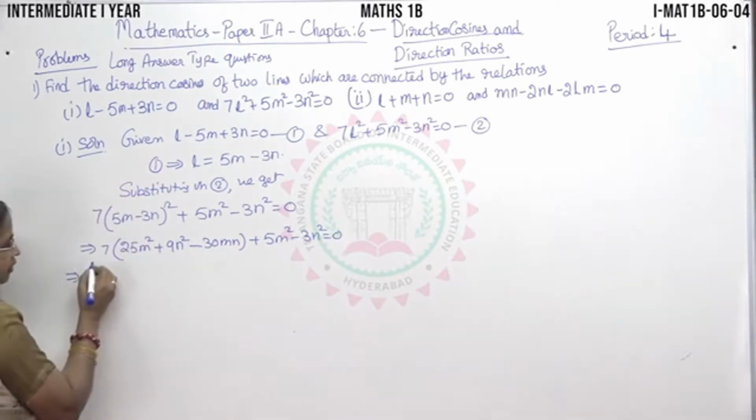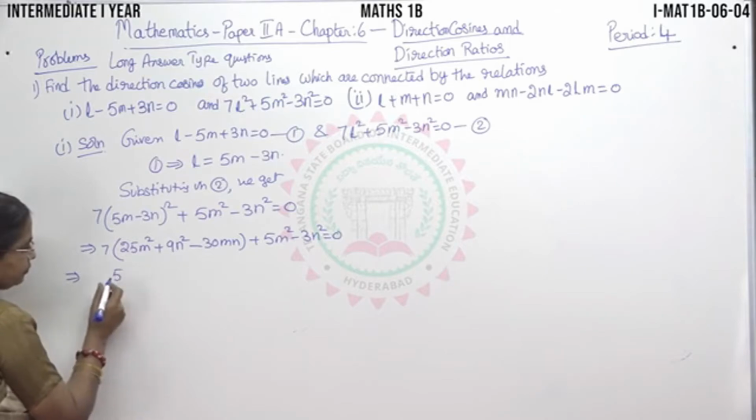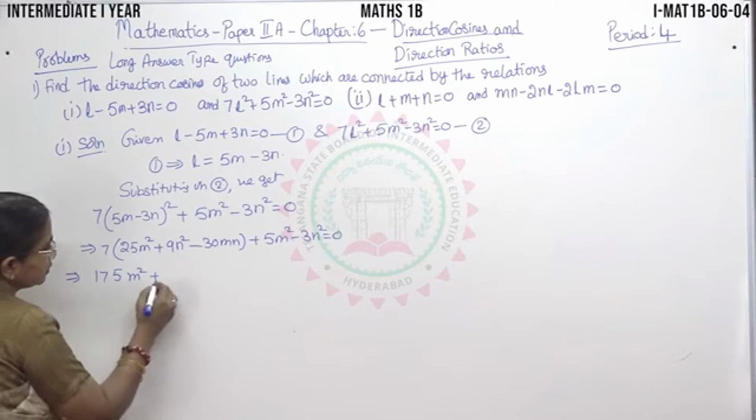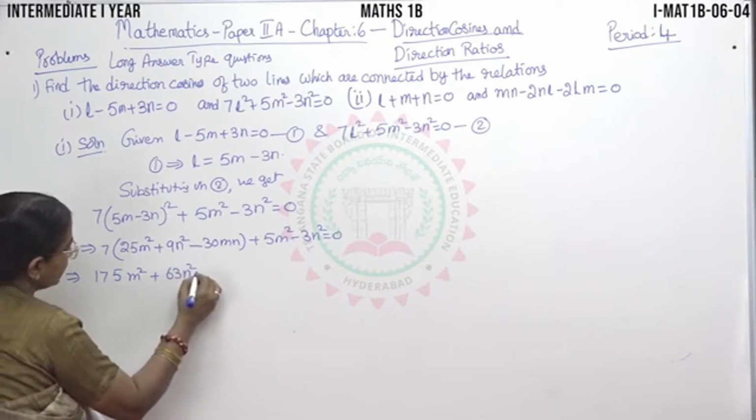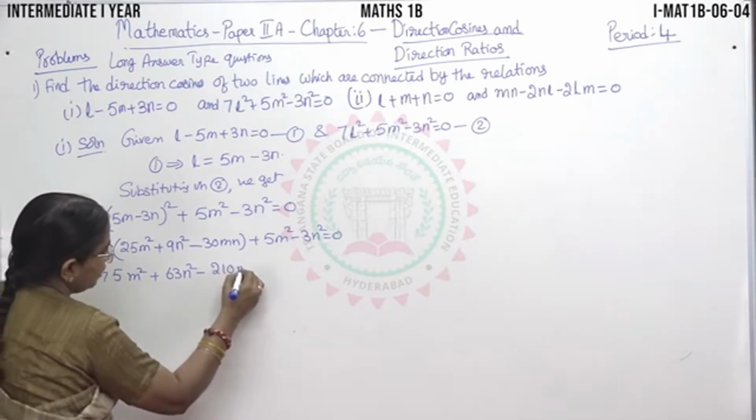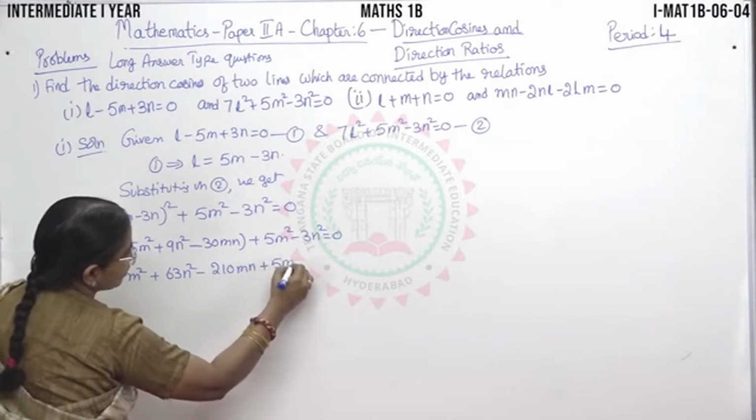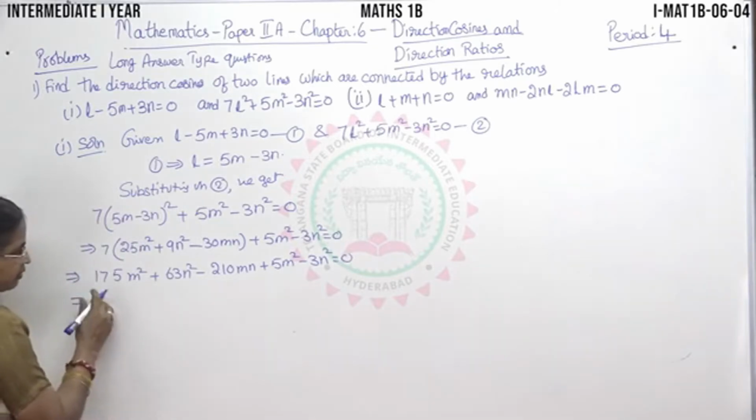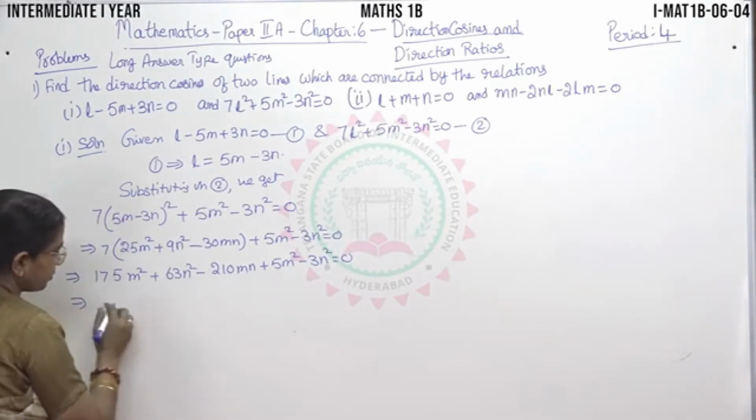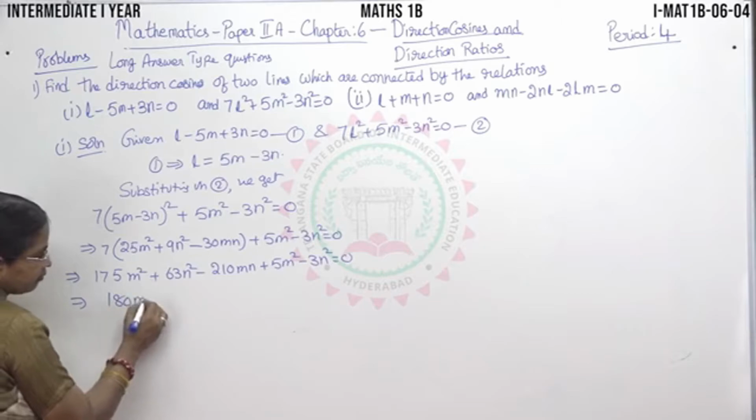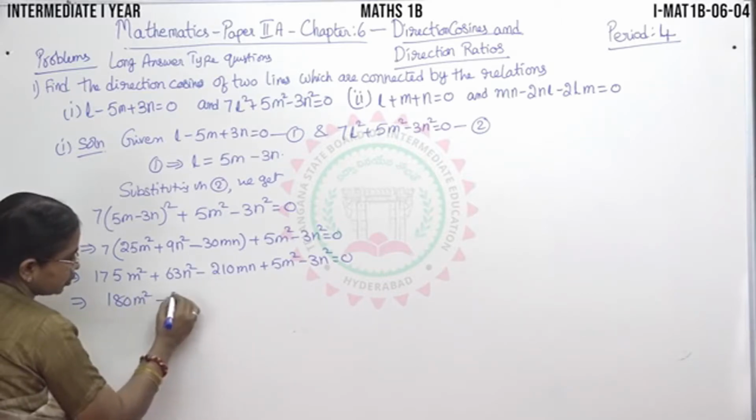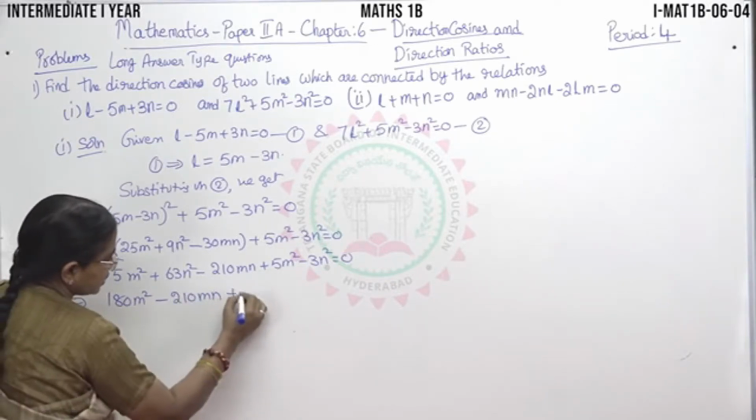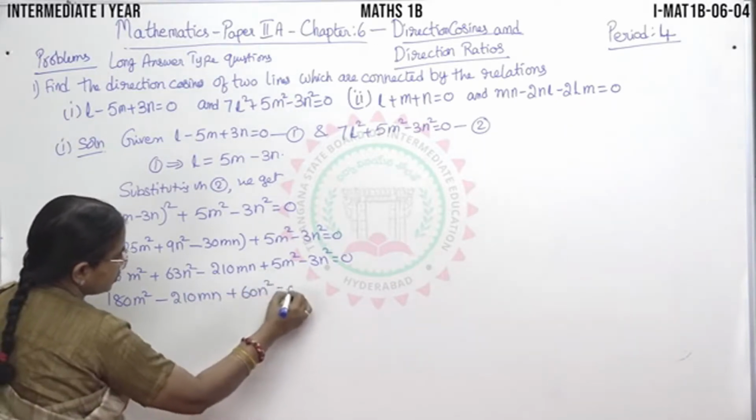Now simplify. 25 into 7, 175m square plus 63n square minus 210mn plus 5m square minus 3n square is equal to 0. Now simplify. 175m square plus 5m square, so it is 180m square. And then this is minus 210mn. And 63 minus 3 is 60, so 60n square is equal to 0.